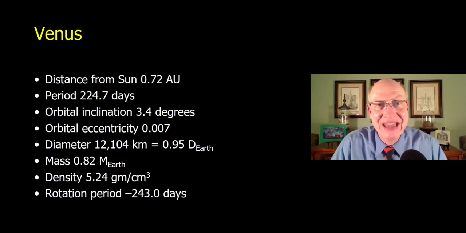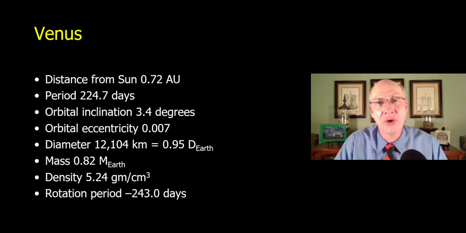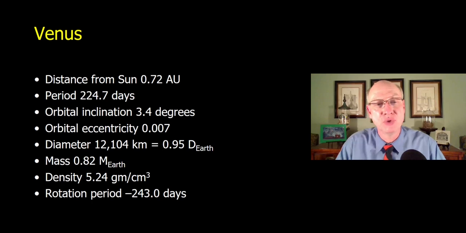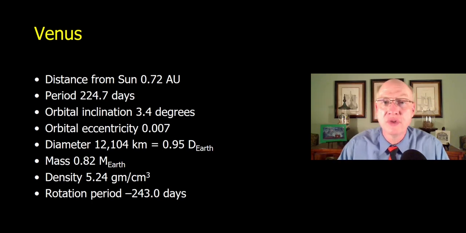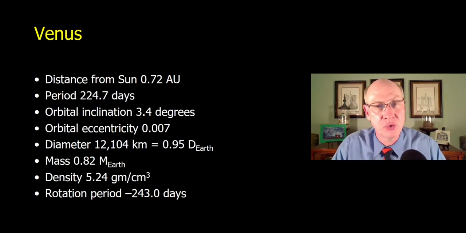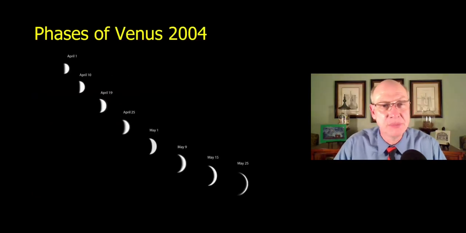Its mass is about 82% the mass of the Earth, so it's almost the same mass as Earth. Its density is similar to the density of the Earth, 5.24 grams per cubic centimeter. And its rotation period, how long it takes to spin on its axis, is 243 days. You'll notice that a day on Venus is longer than a year on Venus. The rotation period is 243 days compared to the period of revolution of 224 days. It's also worth knowing that Venus spins backwards. Of all the planets in the solar system, Venus is the only one whose rotation is retrograde. So that is the planet Venus.